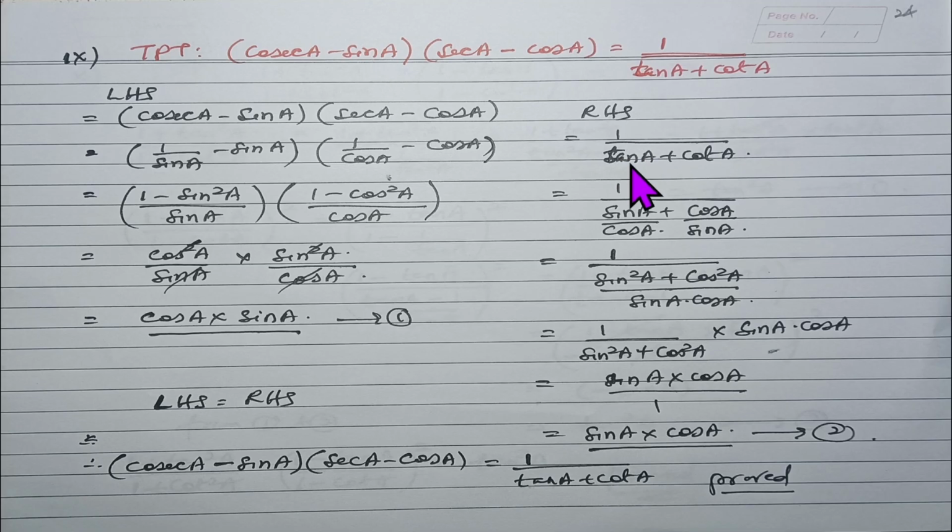Now take the RHS, 1 by (tan A plus cot A), write it in terms of trigonometric ratios sin A and cos A. So 1 by (sin A by cos A plus cos A by sin A). Take the LCM, sin A cos A, so it becomes sin square A plus cos square A, and we can take the reciprocal and make it a multiplication. So it will be 1 upon (sin square A plus cos square A) into sin A into cos A, and sin square A plus cos square A is 1, so sin A into cos A by 1, that is equal to sin A into cos A, and that is the simplification of the RHS. Now we find that LHS is cos A into sin A, and RHS is also cos A into sin A, therefore LHS is equal to RHS, and that is how we have proved this identity.